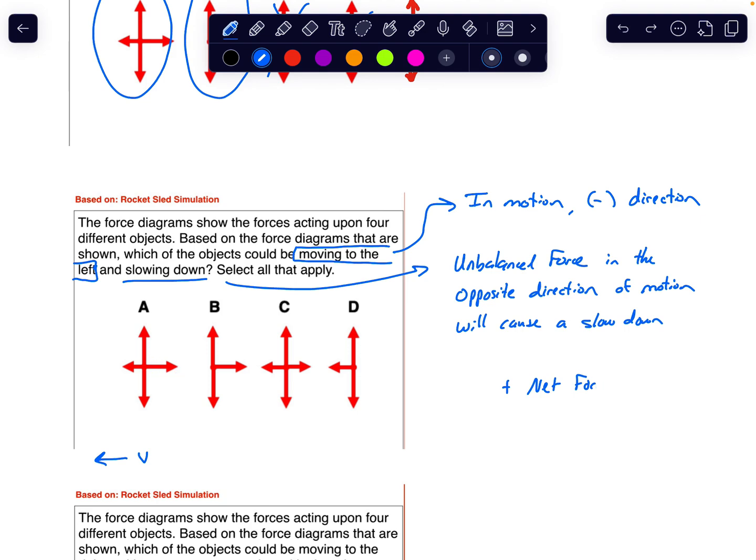Also, I could say that B is, because we have a net force that's in the positive direction there. C, that one would not work because these forces are balanced. Therefore, it would be a constant velocity, so it can't be speeding up or slowing down. And D wouldn't work because this unbalanced force would actually accelerate it in the direction it's already going. So it would speed it up instead of slowing it down. All right, so hopefully that helps.